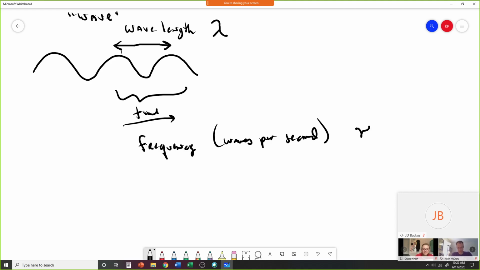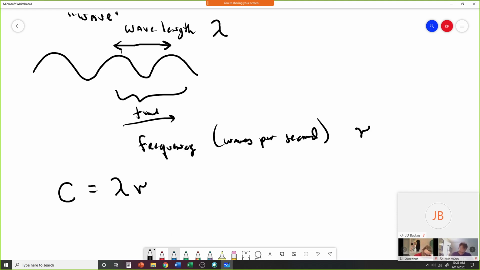Okay. All right. So we have wavelength and frequency. The wavelength is the distance from one peak to another, and the frequency is how many peaks pass by per second. All right. Now, the relationship between the wavelength and the frequency, and here is your first equation. Remember, it's all about equations. We say the speed of light is equal to the wavelength times the frequency.